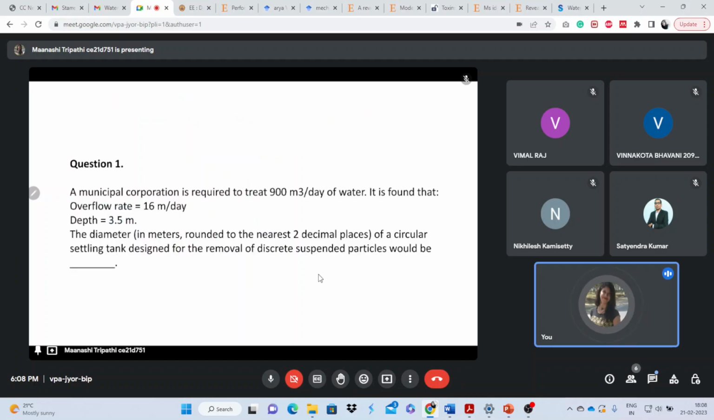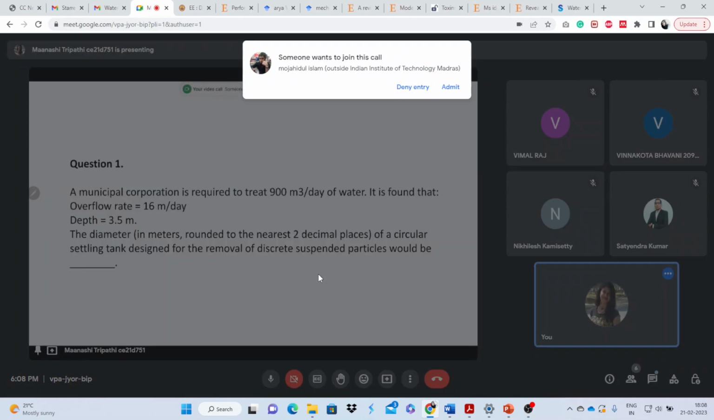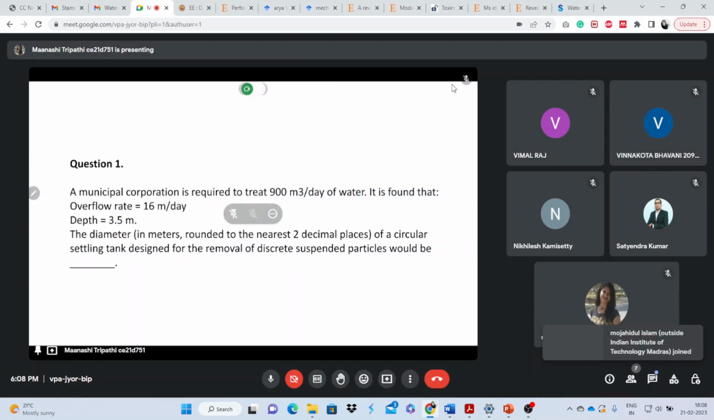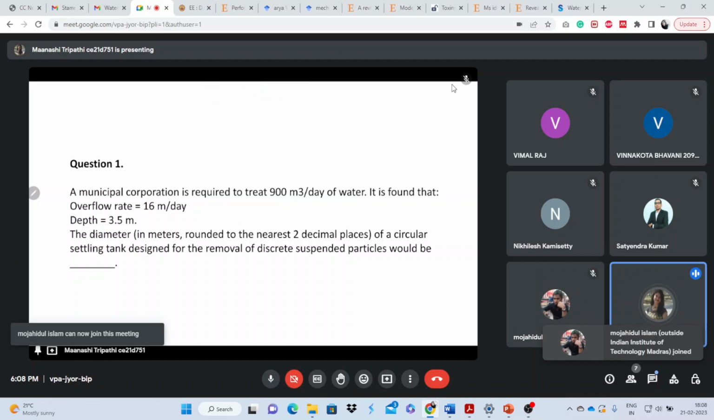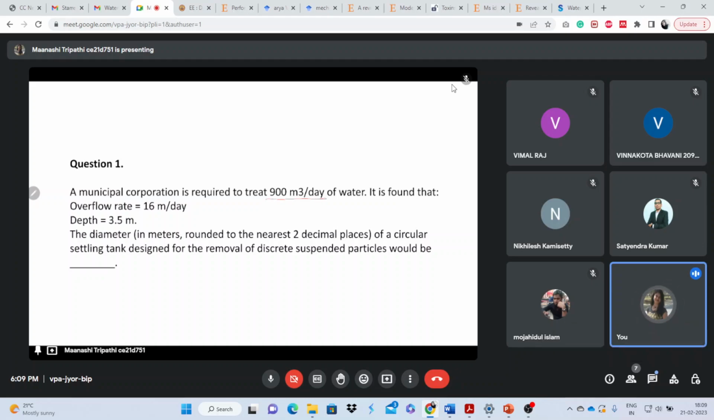The first question is numerical. A municipal corporation is required to treat 900 meter cube per day of water. It was found that the overflow rate is 16 meter per day and the depth is 3.5 meters. We need to find the diameter. We are giving these things so that when this type of question comes in the examination, you are very sure while writing the decimal places. Otherwise, the system will read it as incorrect.